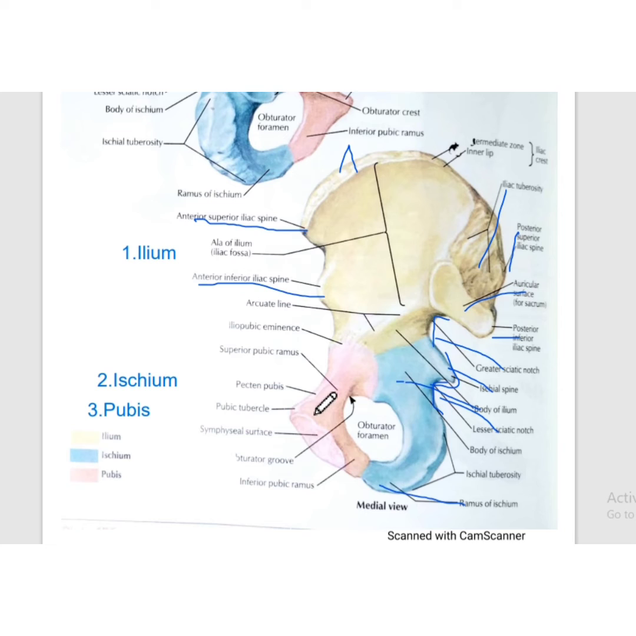And this third and last part is called the pubis. This pubis consists of two thinner parts which are called rami. This upper one is called the superior pubic ramus, and this lower one is called the inferior pubic ramus. This inferior pubic ramus joins with the ramus of the ischium and forms the ischiopubic ramus, and this smooth surface is called the symphyseal surface. The right and left hip bones articulate with each other anteriorly at the symphyseal surface and form the symphysis pubis.